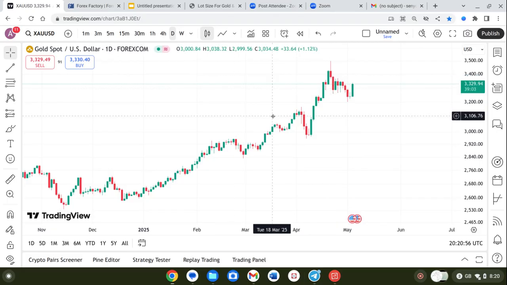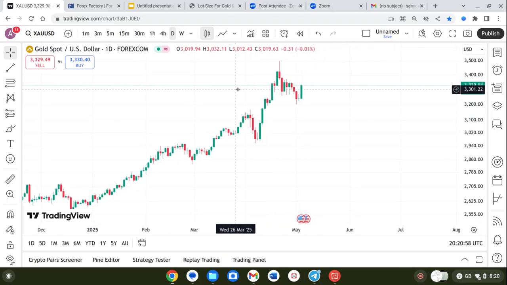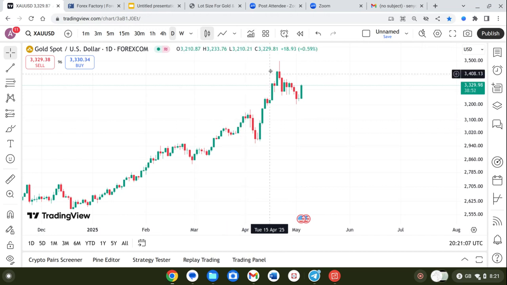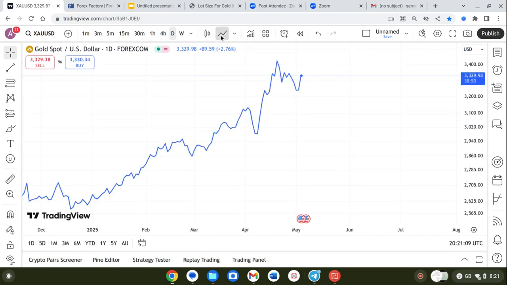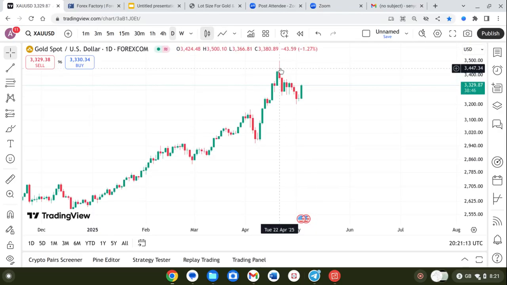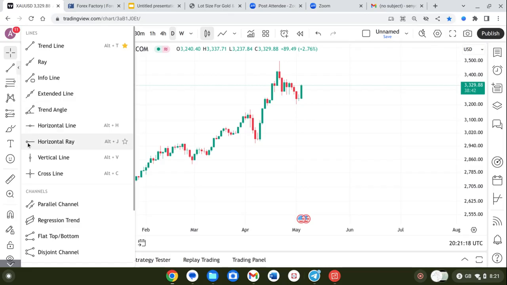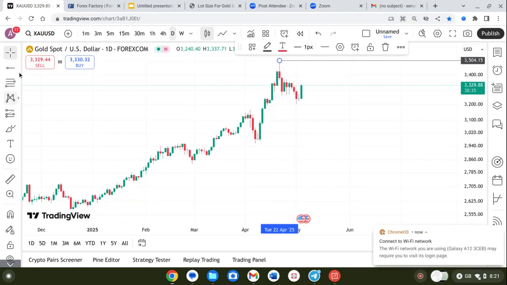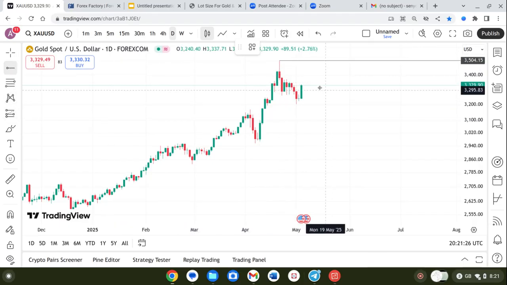So what you first need to do is mark the recent highs and lows of the market. In doing that, the best way to identify them would have been the line chart, but you can also identify them with the candlesticks. So I use a horizontal ray to mark out the very high. Starting, I'll mark all the highs I see, then I'll switch to the lows.